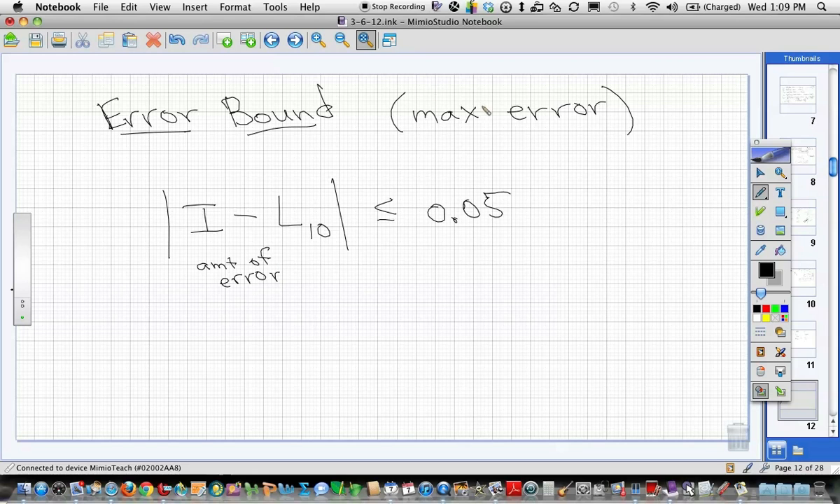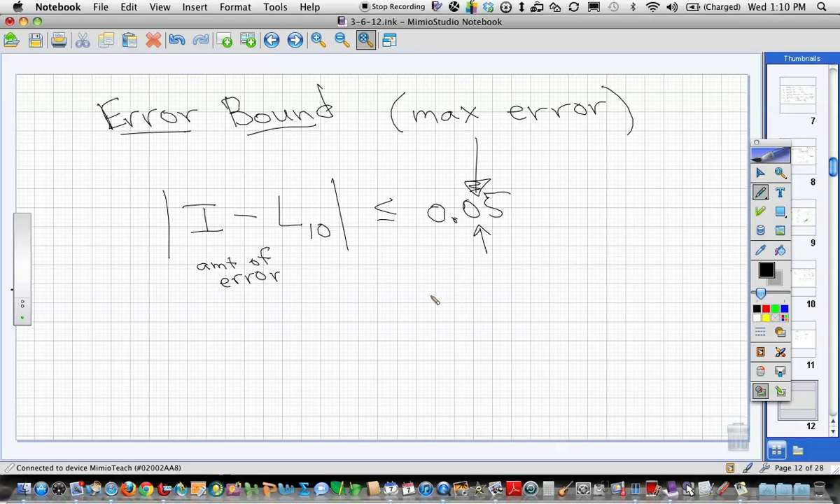But then we've added in here this less than or equal to. So what's this mean? This is saying that the amount of error is less than or equal to 0.05. Well, what's that make the 0.05? The max error. Because what it's saying is that the amount of error is less than or equal to 0.05. It's got to be, that's the most it could be. That's the most it could be off. So that's the max error. This is an error bound.